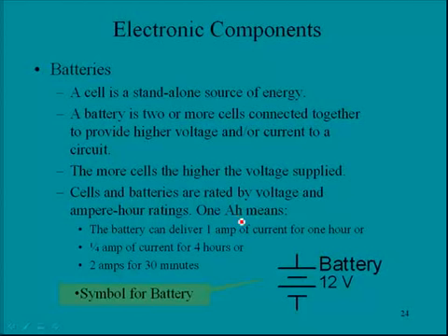One ampere hour means the battery can deliver 1 amp of current for 1 hour, or a quarter of an amp of current for 4 hours, or 2 amps of current for 30 minutes. There is lots of variation here, but this is the concept of an ampere hour. And here we have a symbol for a battery. The longer terminal is the positive side, and the shorter side is the negative side.